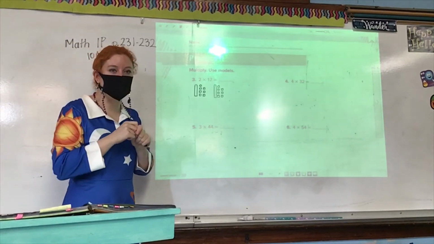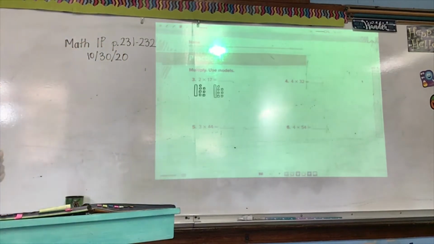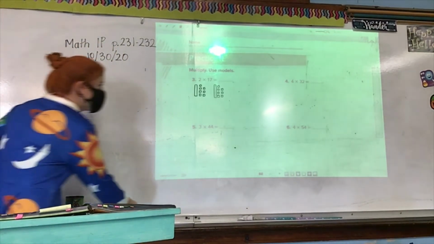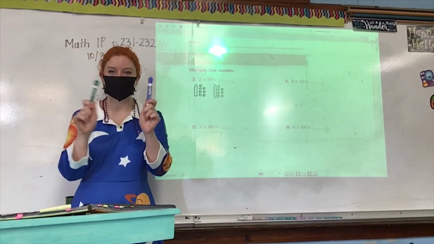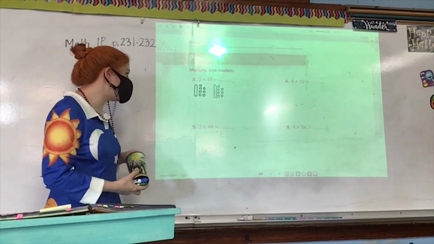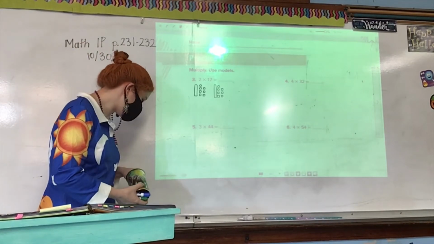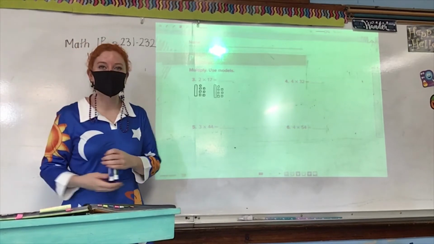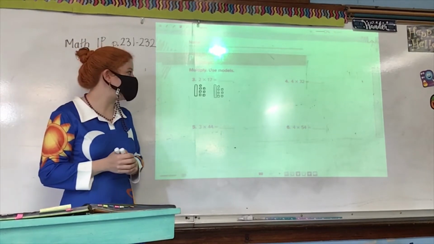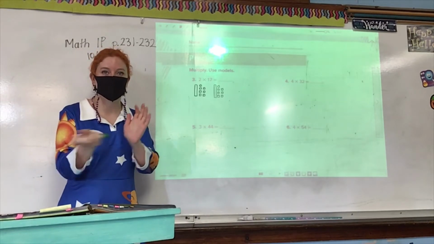Everybody get out 2 colors of colored pencil. So we just finished modeling 2 times 17, so we're going to get out our 2 colors. And what do we do next? Let's see. Michaela, you weren't here yesterday, so. Mason, what do we do next? After we model the multiplication problem, what's always the next step? Once it's time to solve.